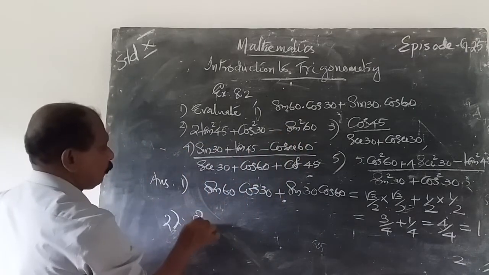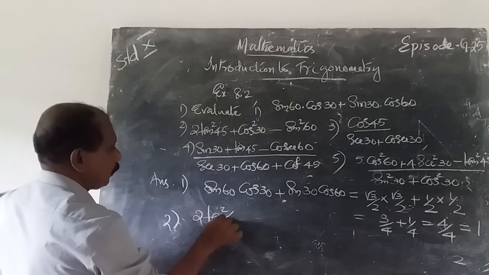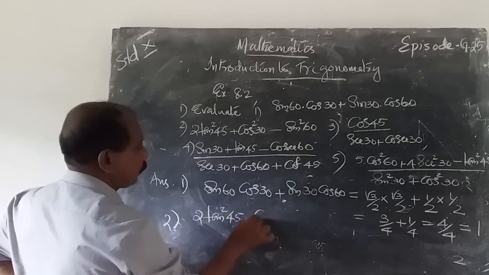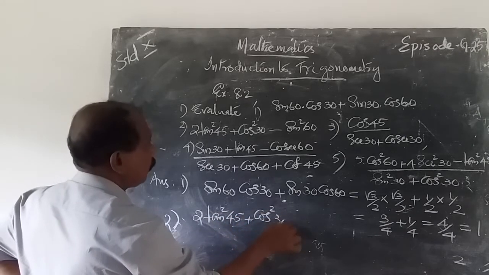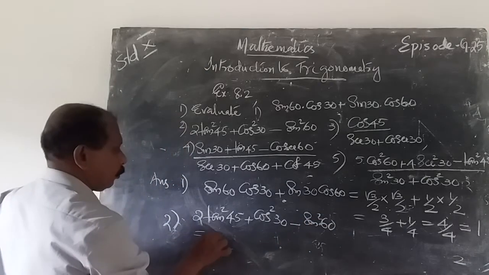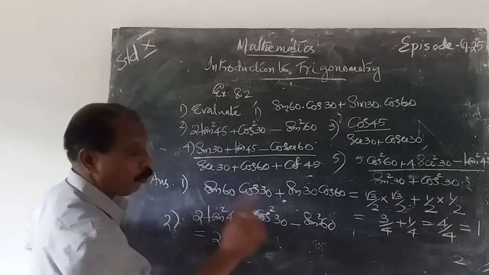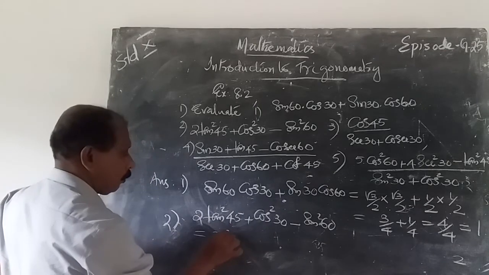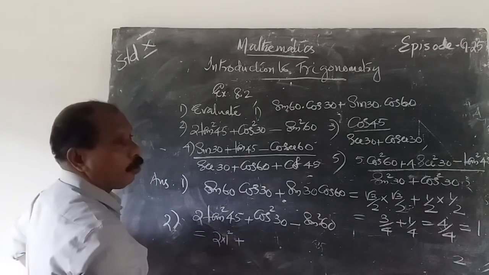2 tan square 45 plus cos square 30 minus sin square 60 is equal to 2 into, what is tan 45? 1. 1 square plus cos 30 is root 3 by 2.